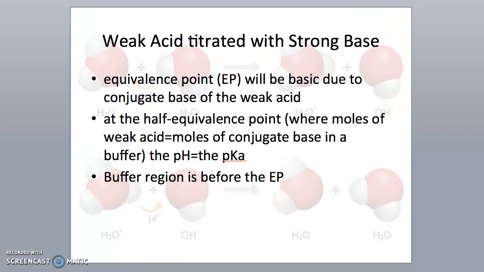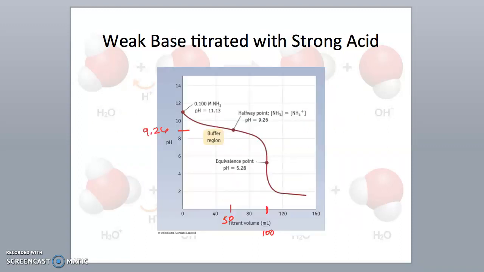So here's just some of the stuff I talked about, and I'm going to move on. Now I've got a weak base titrated with a strong acid. Well, how do I know it's a base? Look where I started. I've got a pH way up here at 11, and so I know it's a base.